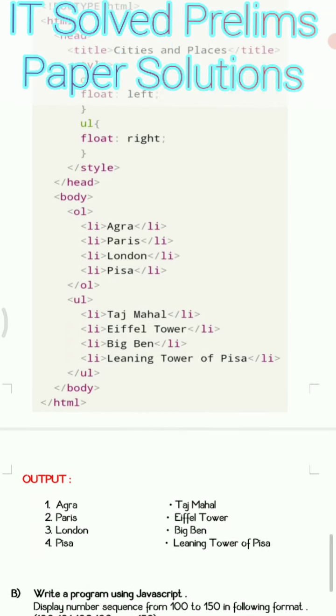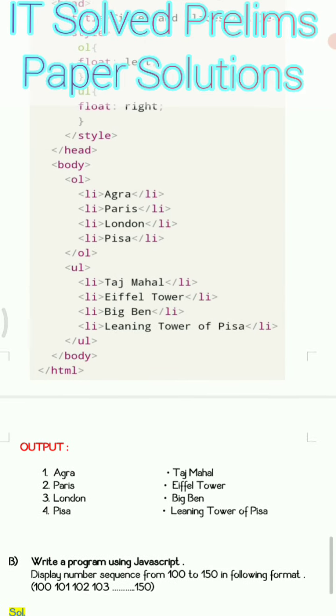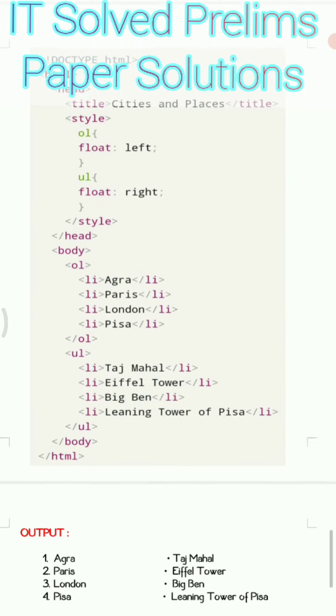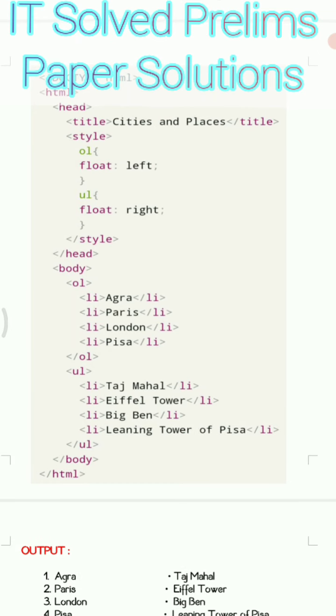You have to make one ordered list and one unordered. For ordered you will use OL. For unordered you are going to use UL. Now what do they have to do? You have to align them left and right. For this we have used float properties. So float left for ordered list and float right for unordered list. So this is how you will do the program, and this is the output for it.